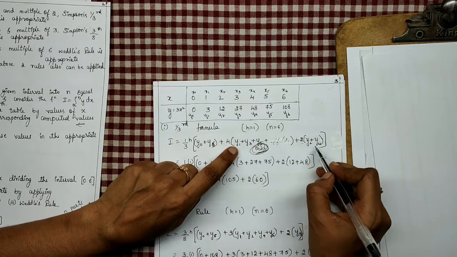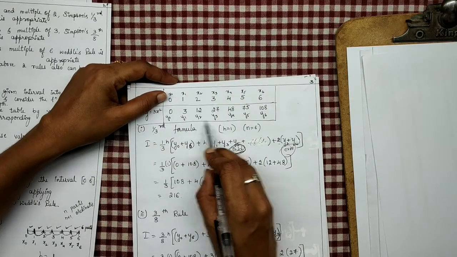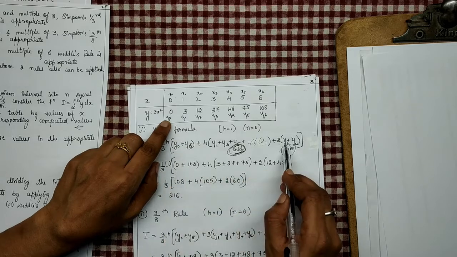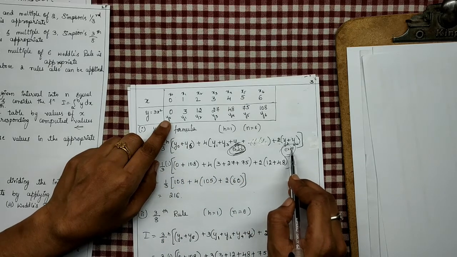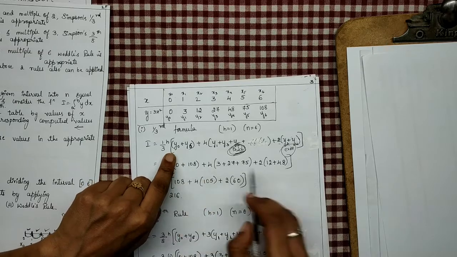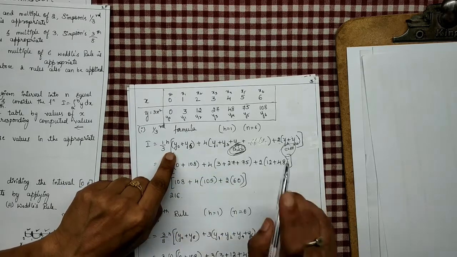Then plus 2 into even terms. Which are the even terms you can have here? Even terms y2 and y4 you can have. y0 is already used, so we should not take y0 again here. It is an even term, yes of course. But you have to start with y2 because y0 is already used in this formula. I told you, you have to use all these elements only once. Nowhere are the elements going to repeat. Okay.